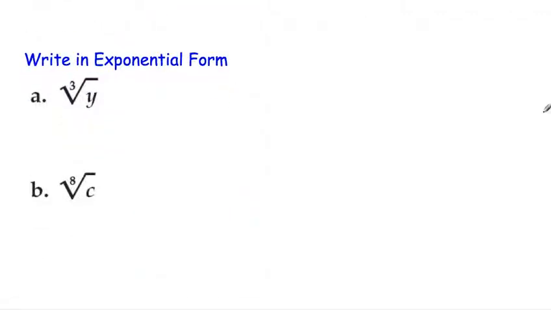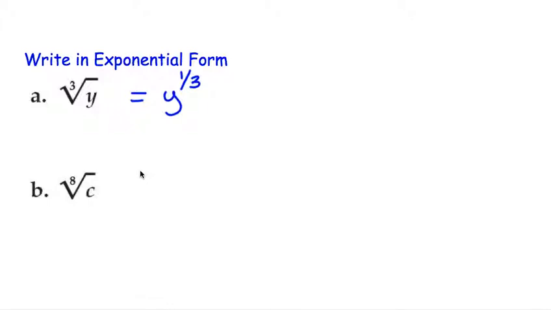The next examples we're going to go in reverse. If I have the cubed root of y, and I want to write that with a fractional exponent, I'm going to write y to the 1/3. The exponent on y is 1, so that goes on top of the fraction. The root number is 3, so that goes on the bottom of the fraction.